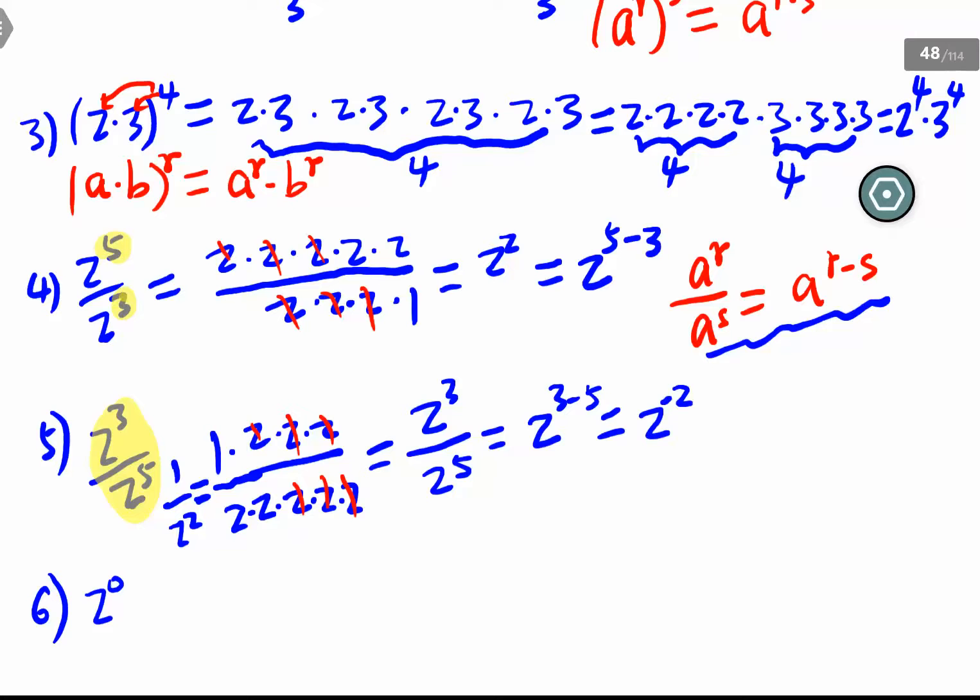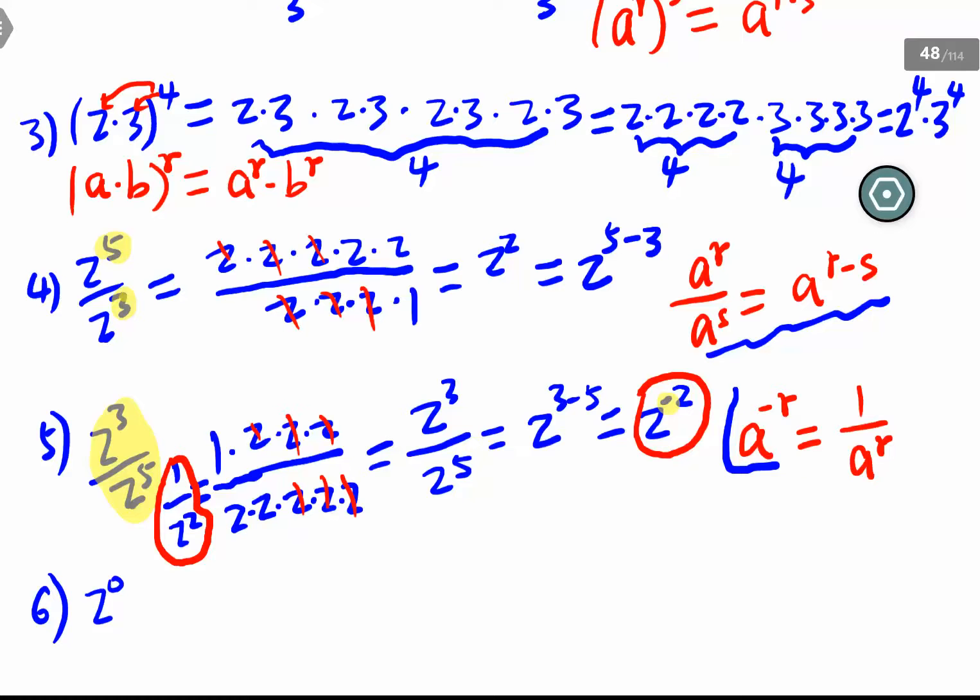So this basically tells us that if you have a 2 to the negative number, then in order to eliminate this negative sign, what you have to do is write in this way. Then the negative sign will disappear. So then what's the general conclusion? The general conclusion will be this. a to the negative r equals 1 over a to the r. This is a very important property. So let me emphasize that in this way.